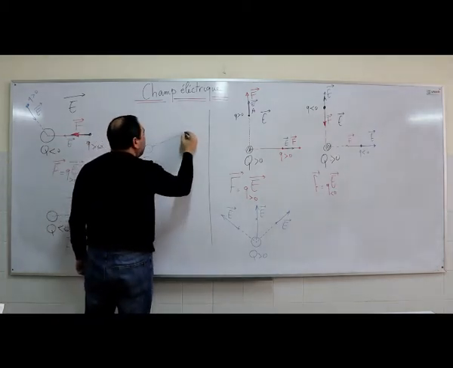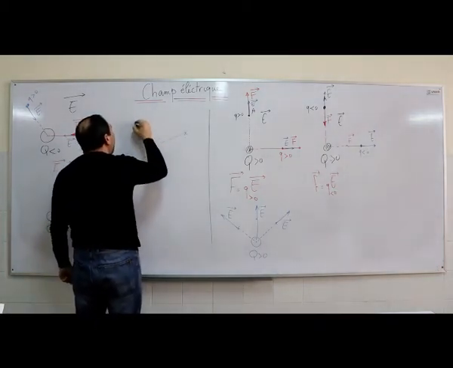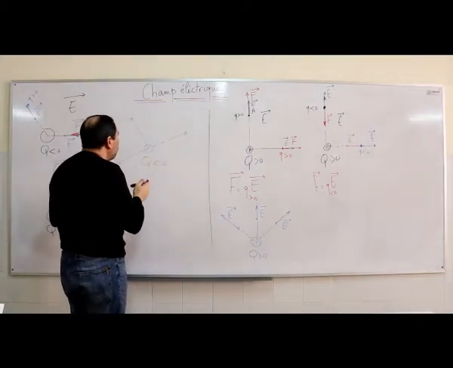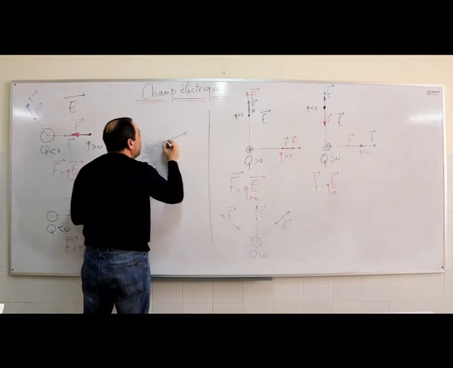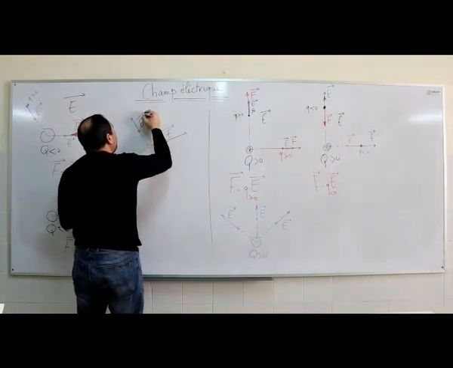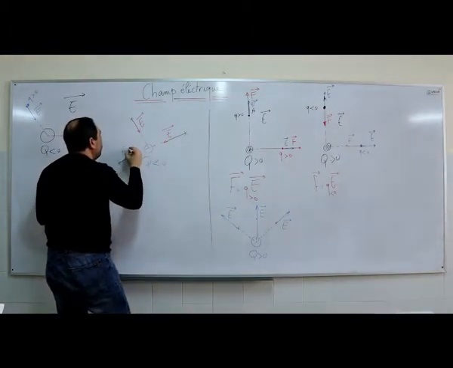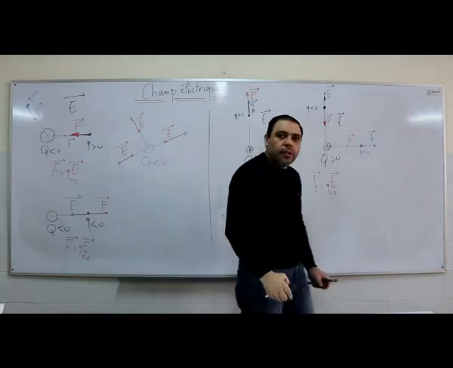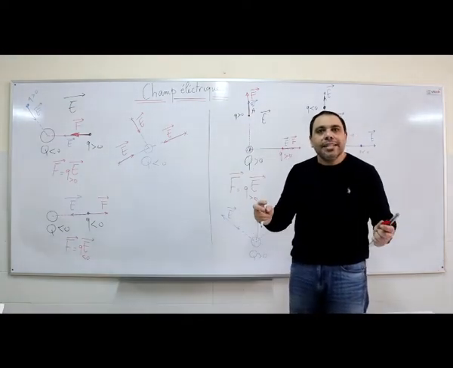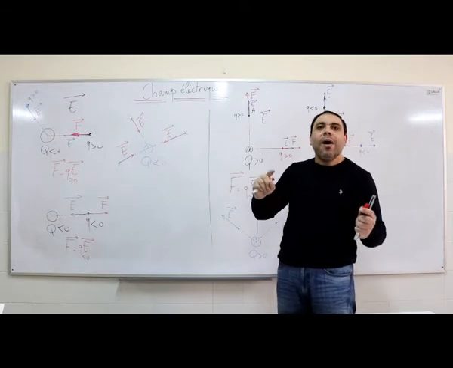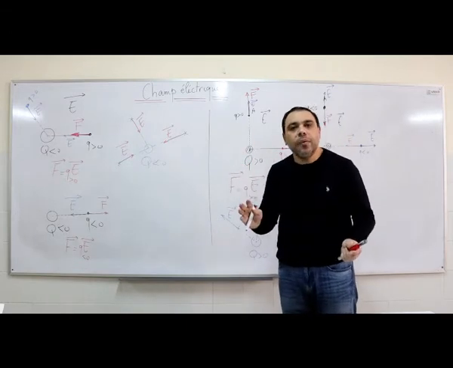Therefore, the charge Q, which is negative, creates in its vicinity an electric field. In which direction? It is always directed towards the charge Q. When the charge is positive, it will create in its vicinity an electric field that will be radiated outward.